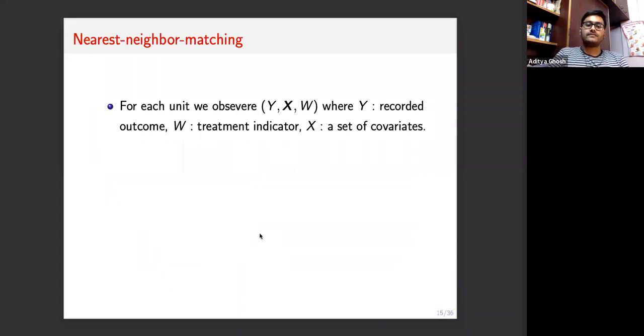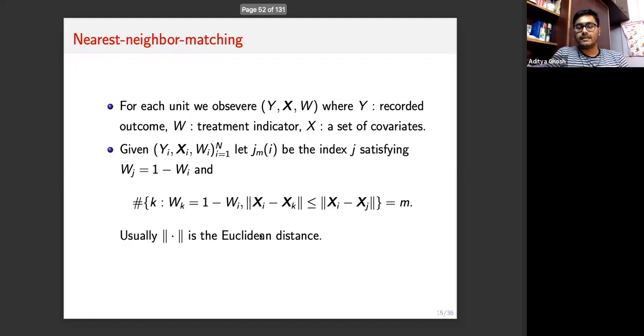How? Assume that for each unit, we observe the triplet Y, X, and W, where Y is, of course, the recorded outcome, W is the treatment indicator, and X is the set of covariate values, some measurements on the patient. Now we are given Yi, Xi, Wi for i equal to 1 to n. And then we can define this J_m(i), J sub m of i. What is that? That is simply the index j of the unit in the opposite treatment group which is the mth closest one in terms of the characteristics.